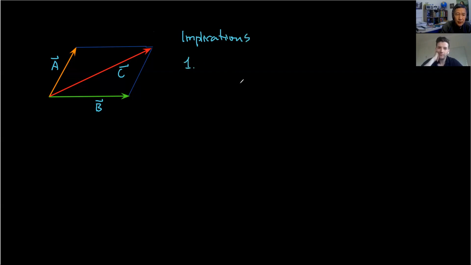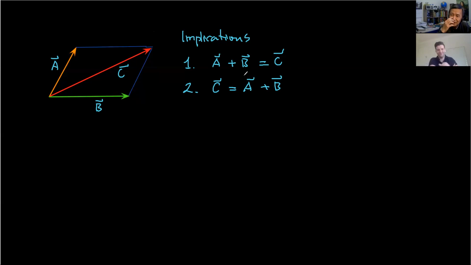So the first one says that A plus B equals C. Do you agree? Yes. Similarly, we can see C is equal to A plus B. You can interpret that as two things. Given the two vectors, we can find the sum. On the other hand, given the vector, we can find the two components.